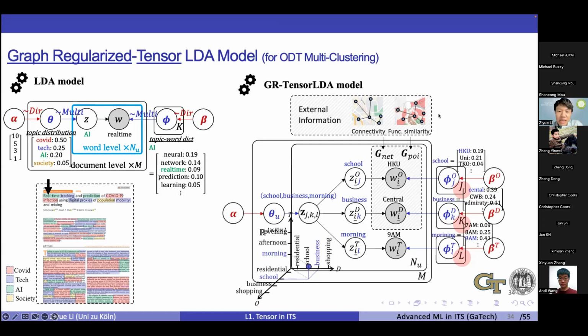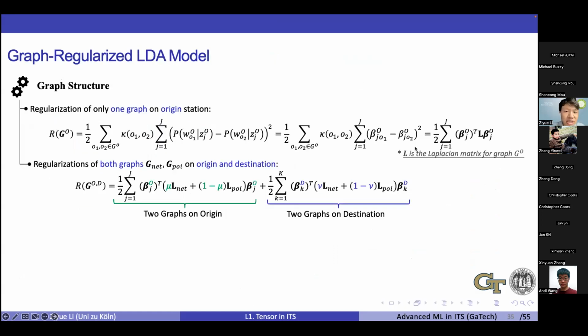Now we observe the two graphs of the O dimension and D dimension. So how can we add the graph into O and D? This is how we add it. For example, if we look at only one graph on the origin dimension, if two origin stations are close on the graph, which means this value is really high, then the probability that they are from the same distribution should be the same, which means they should be from the same topic.